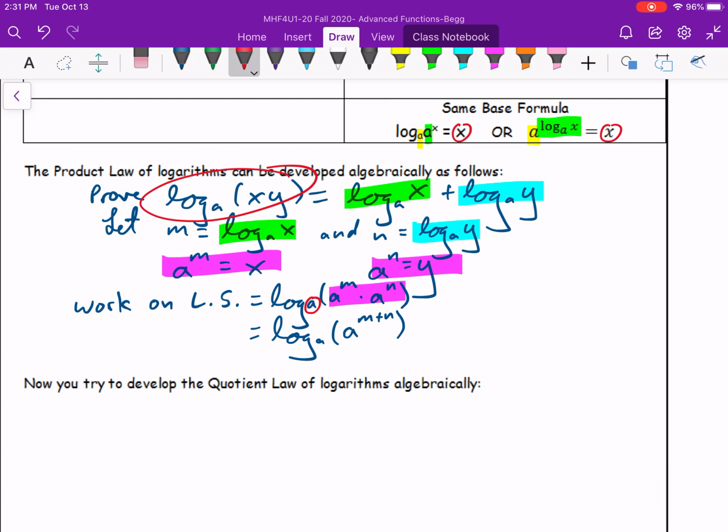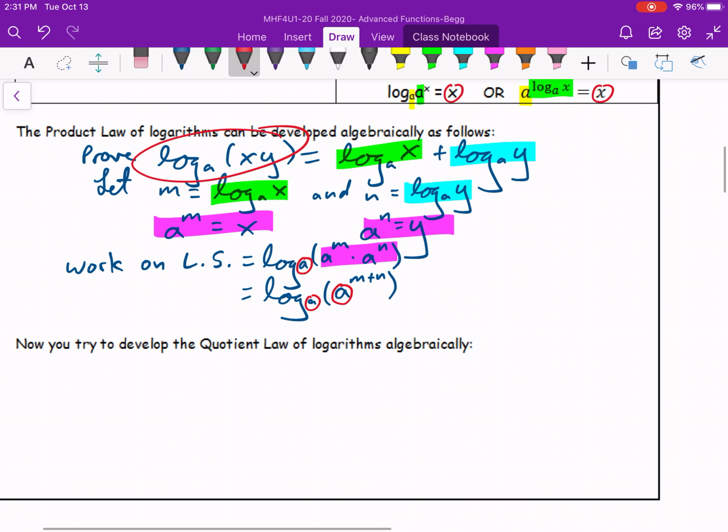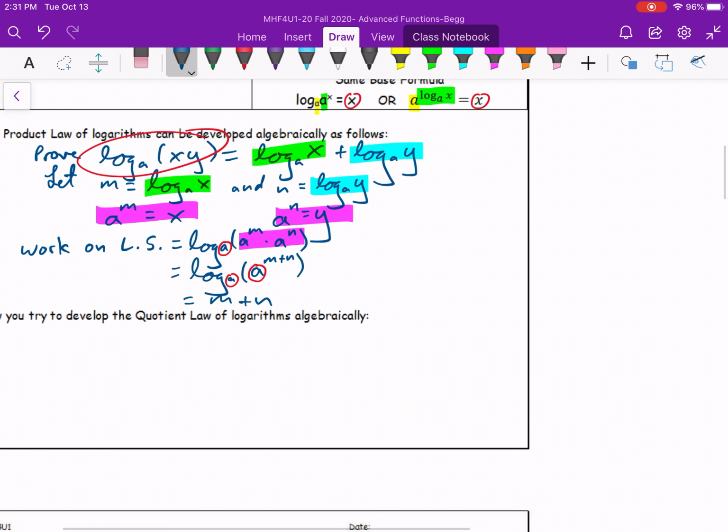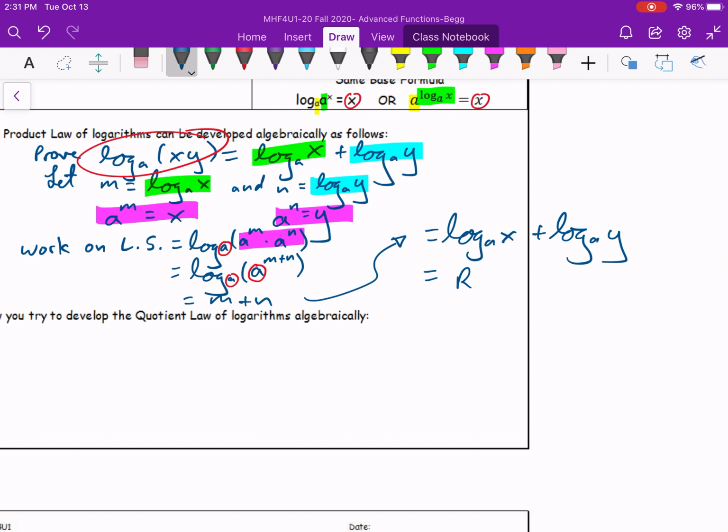But now let's take a look. We got this base a, we got this other base a. In essence, everything cancels out, and all we're left with is m plus n. But m was equal to log of x, and n was equal to log of y. So that's going to equal log base a x plus log base a y, which is the right side of the equation that we started with. So we've just done our proof.